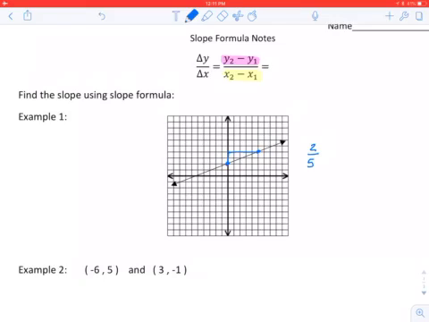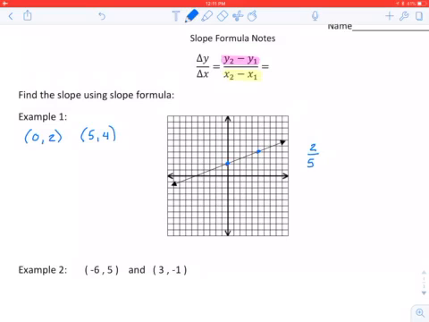Looking at example 1, the first thing you should always do in order to use the slope formula is have 2 points. Looking at these 2 points that we have chosen on this graph, I'm going to write the ordered pairs for those. That first point is at (0, 2). And my next point looks like it is at (5, 4). So there is that ordered pair.